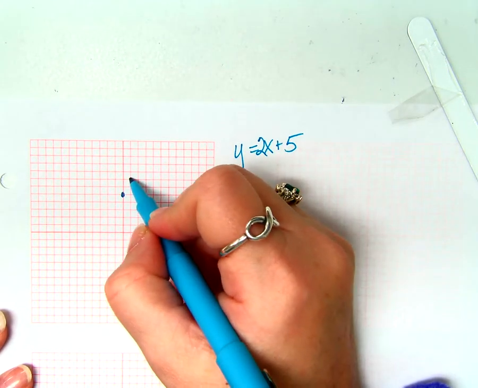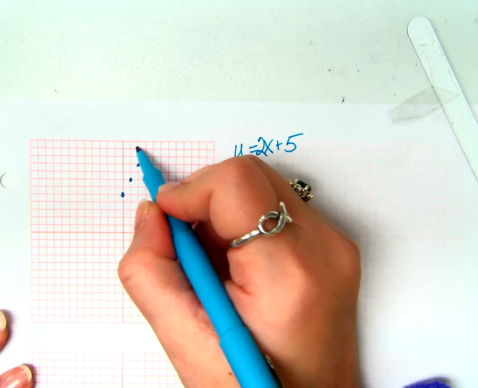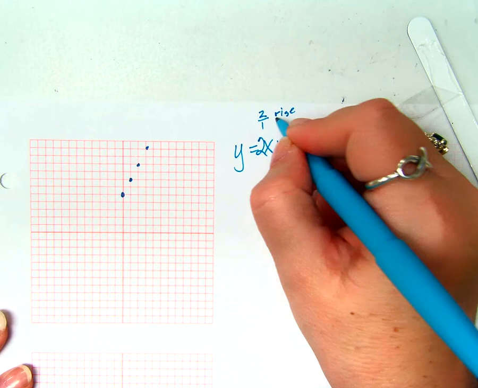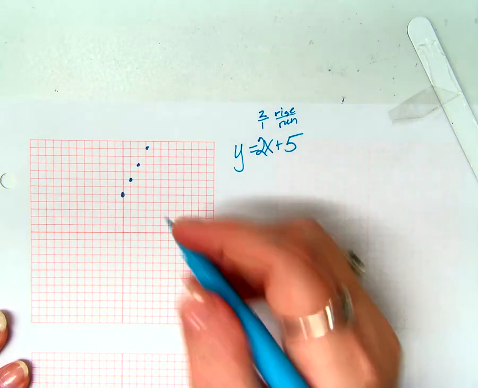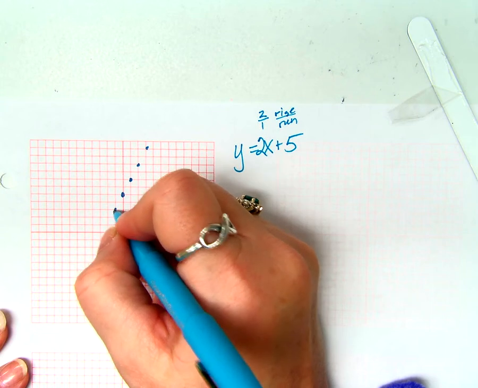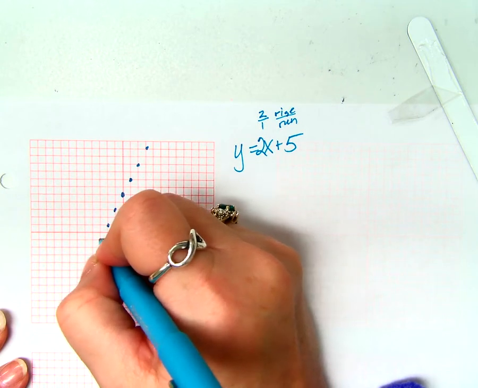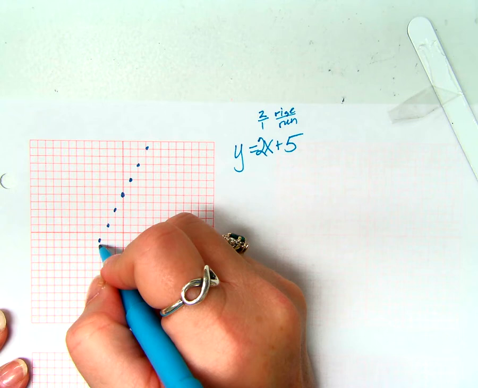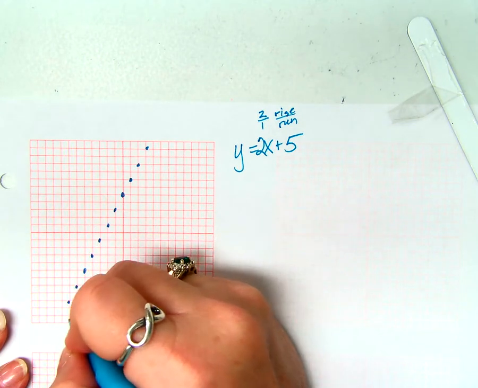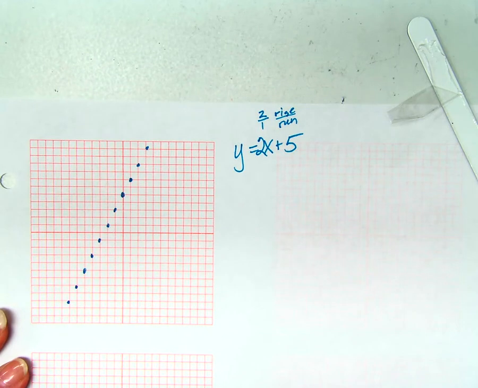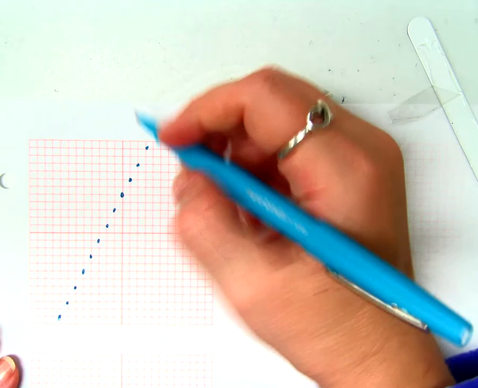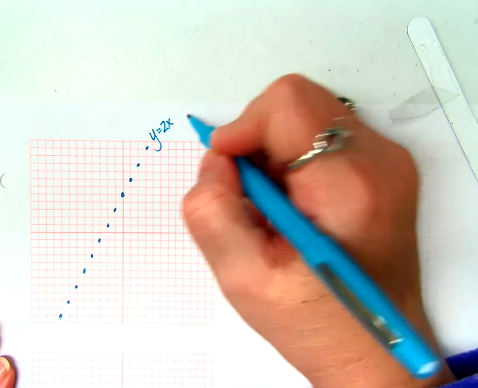Up 2, right 1. Up 2, right 1. Up 2, right 1. Remember, 2 over 1 is our rise over our run. Could I also go down 2 if I run backwards 1? Down 2, left 1. Now, I know you think I'm being silly, but I want you to go all the way to the edge of the graph, and you'll see why in just a minute. Did I miss one? No. Okay. And this is our function, y equals 2x plus 5.